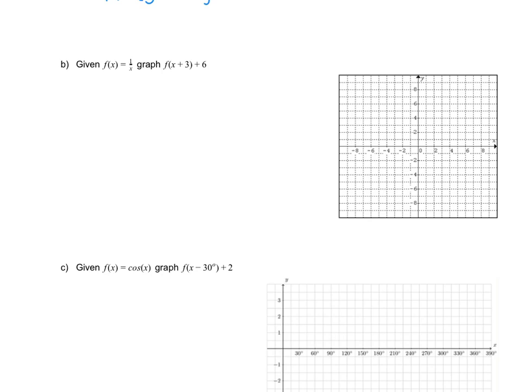So I have f of x equals 1 over x. Let's start off by graphing our base function. So I know for 1 over x, I have points at (1, 1), (2, 1/2), and (1/2, 2). And now when you connect the dots, you have to remember that there are asymptotes on your x and y axis, so don't pass the x and y axis.